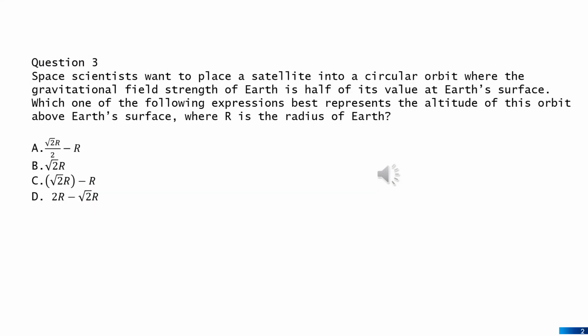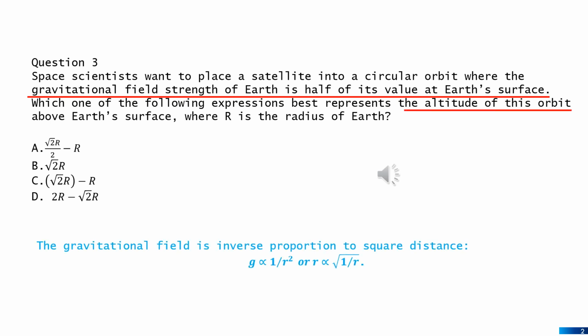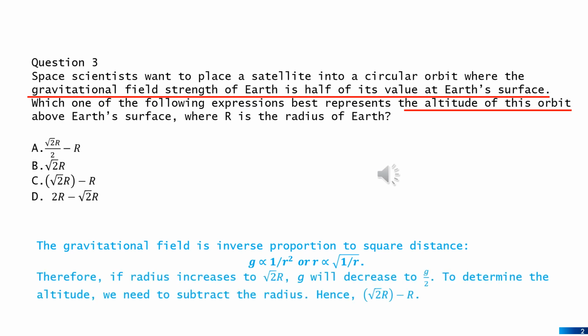The information is that gravitational field strength is half of its value at Earth's surface. Ask the altitude of this orbit above the Earth's surface. Don't need any calculation. The gravitational field is in inverse proportion to square distance. Therefore, if the radius increases to 2r, g will decrease to half. After subtracting the radius of Earth, we get altitude as c. So, c is the correct answer.